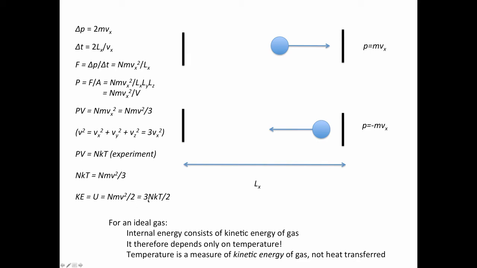Okay, now this factor of 3 here comes because we had to divide by 3 over here because there were 3 components of velocity.